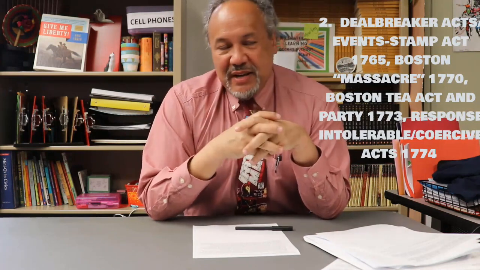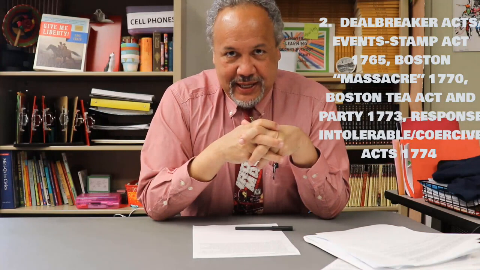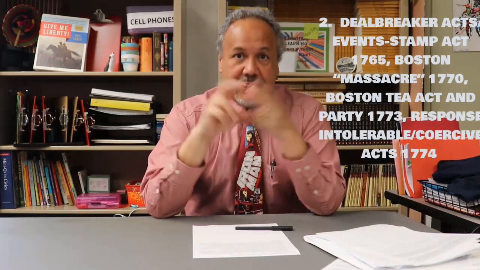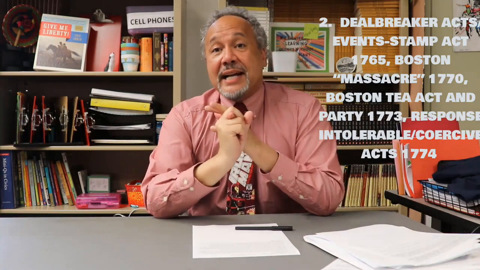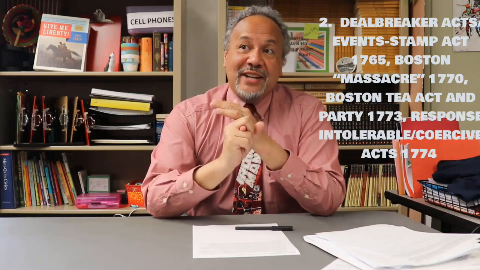Now we get to some deal breaker acts and events that you should know. What I expect you to know is the traditional ones that I made fun of, but please know all these in here. The Stamp Act of 1765, all right? The Boston Massacre of 1770, all right? The Tea Act of 1773 and the Boston Tea Party, and the response to that with the Intolerable or Coercive Acts by Great Britain. That's all you need to know.